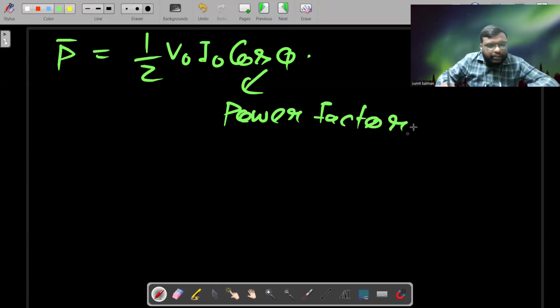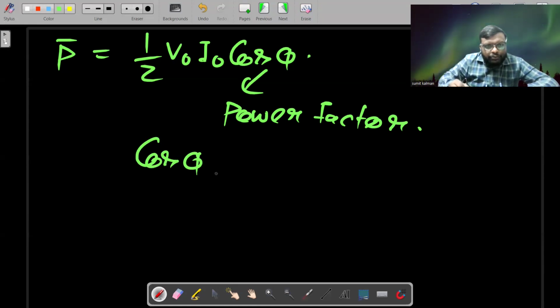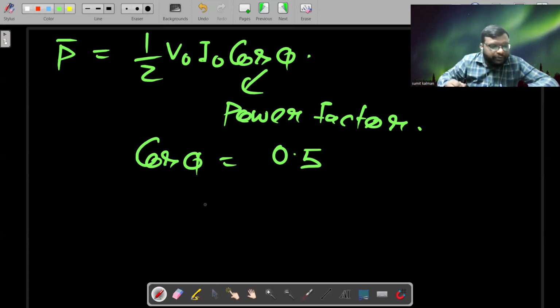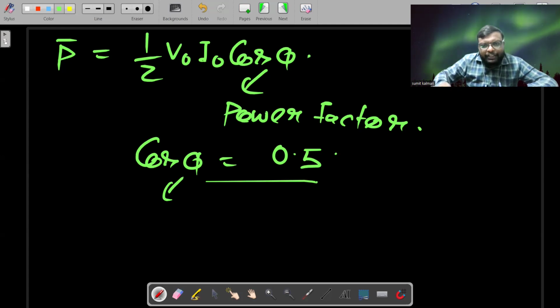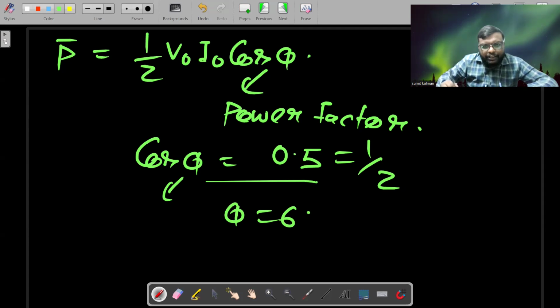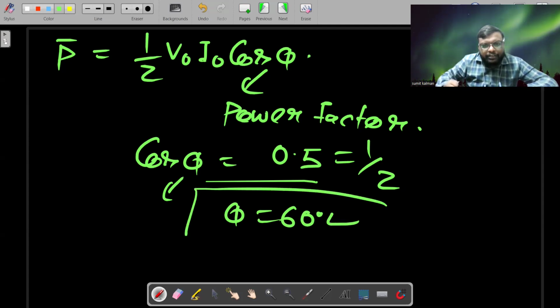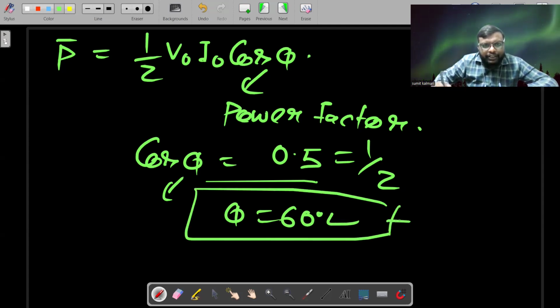And students, power factor is given, that is cos phi is equal to 0.5. So students, we can easily calculate the phase angle phi between voltage and current. Here, if cos phi is 0.5, that is half, then phi is equal to 60 degrees. So this is the phase angle between voltage and current. So this was the solution of our problem, that is B part.